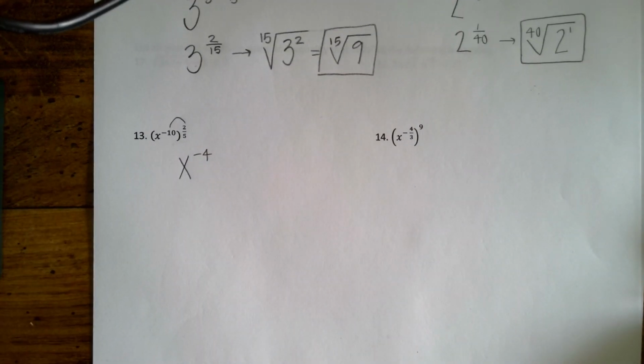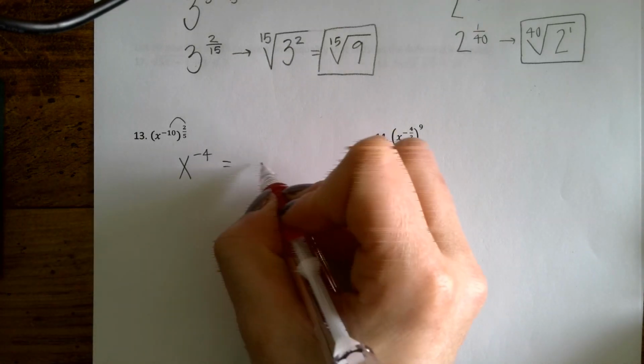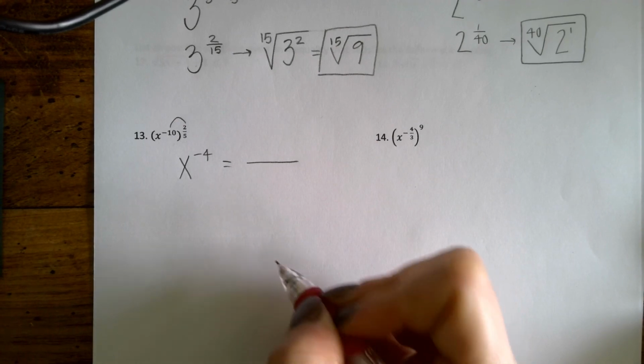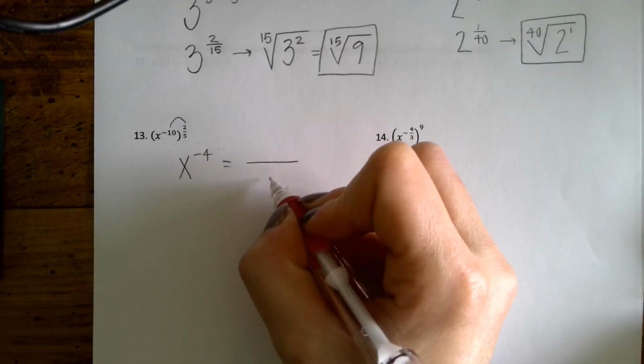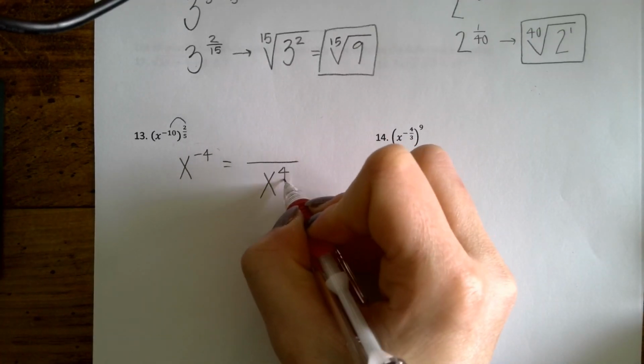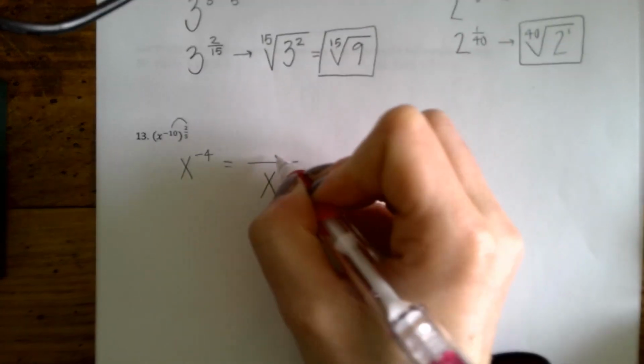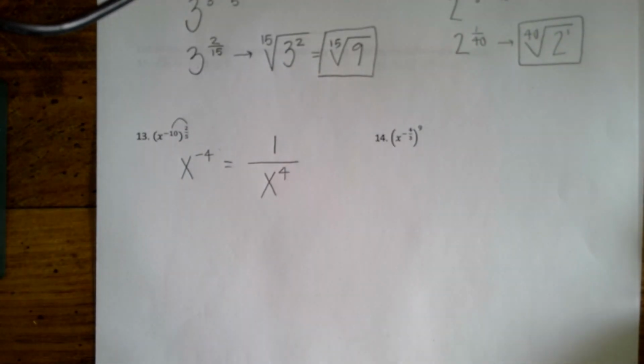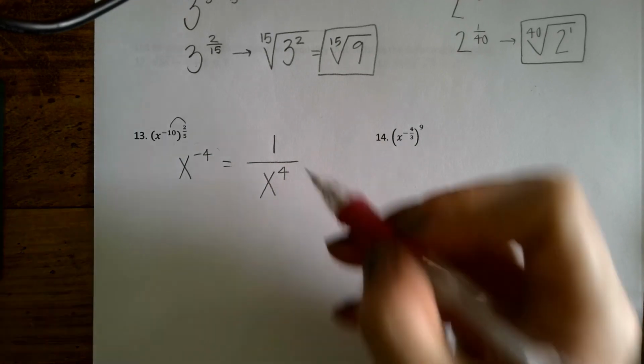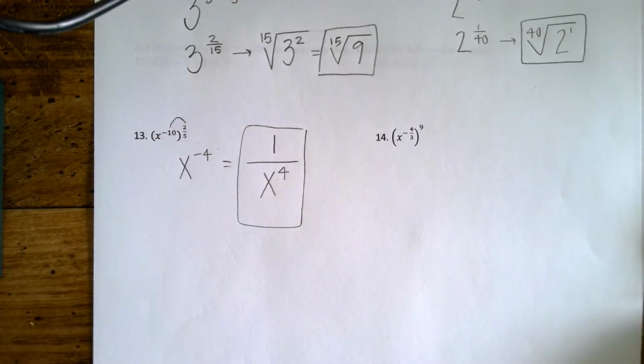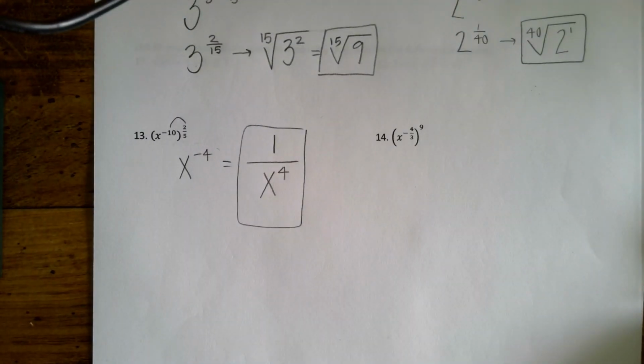Now I know that with my exponent rules, I'm not allowed to have a negative exponent, so I'm going to change this into a fraction to get rid of it. X to the 4th goes on the bottom, and the negative becomes positive. Nothing's on top, so it's just a 1. This right here is my final answer. Go ahead and try number 14.